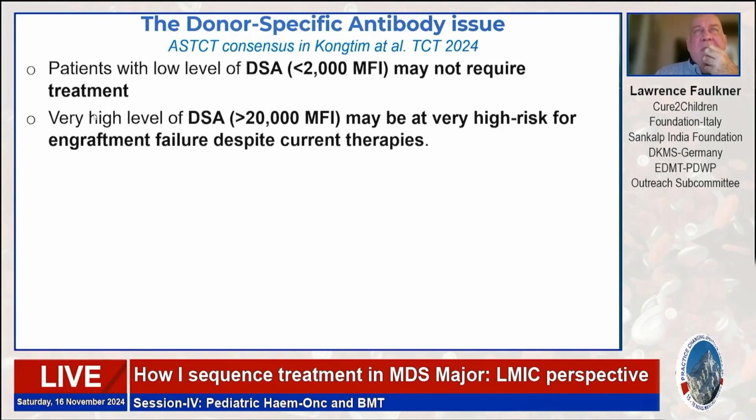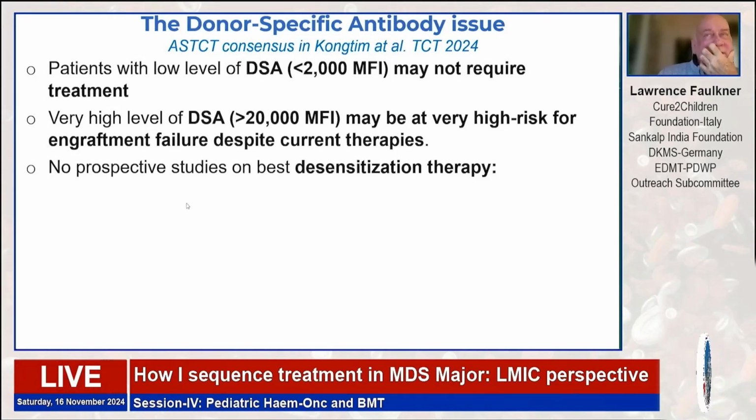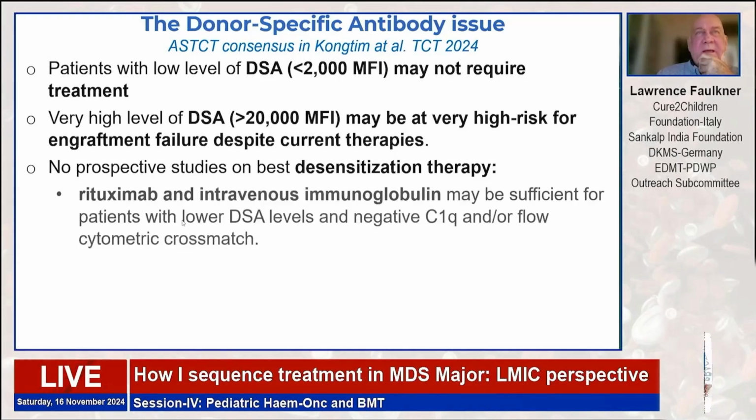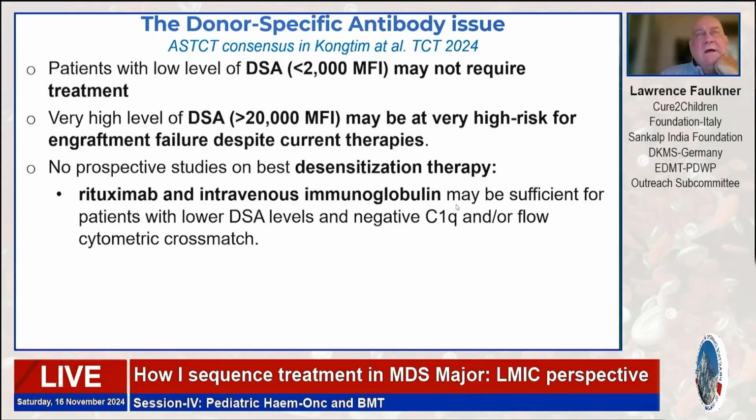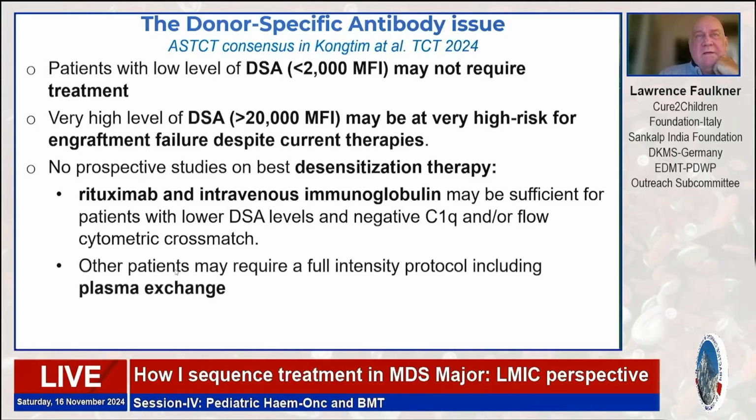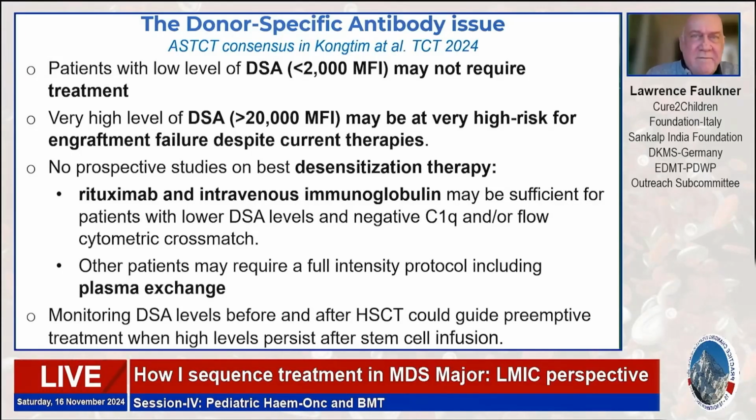So we did not proceed to transplant in any patient that had more than 2,000 mean fluorescent intensity on Luminex testing. And if the donor-specific antibody level is very high, more than 20,000, essentially this would be a very high risk of rejection. And despite current therapies, for intermediate positivities, sensitization therapy can be effective. Rituximab and intravenous immunoglobulin may be sufficient for patients with lower donor-specific antibody levels and negative C1q or flow cytometry cross-match. And for other patients, you may also need to employ plasma exchange. Monitoring donor-specific antibody levels before and after transplant could be important to guide preemptive treatment if the levels are persistently high after stem cell infusion.